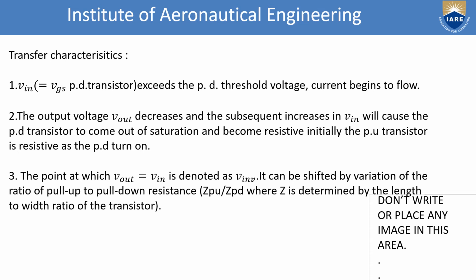The point at which Vout is equal to Vin is denoted as Vinv. It can be shifted by variation of the ratio of pull-up to pull-down resistance, ZPU by ZPD, where Z is determined by the length to width ratio of the transistor.